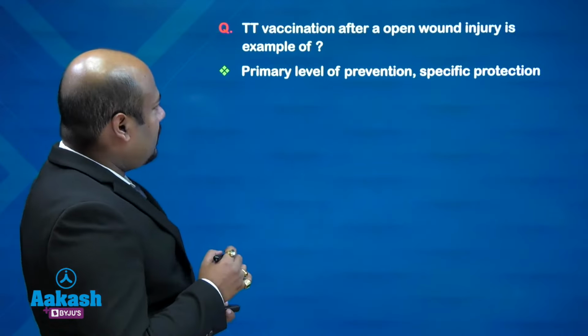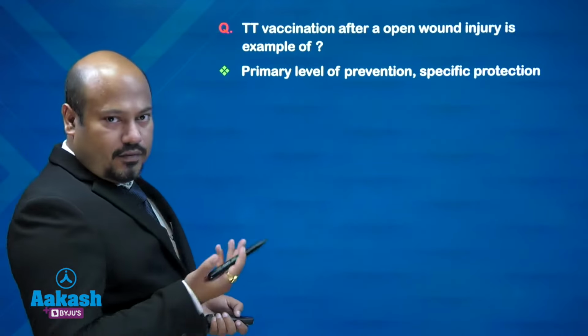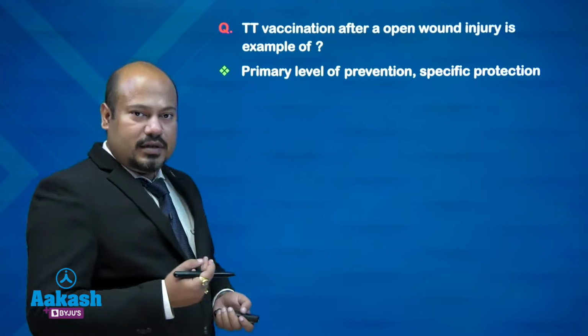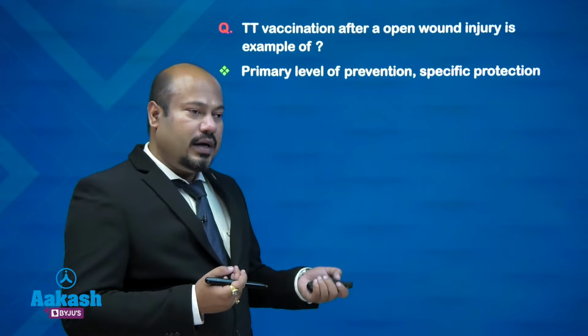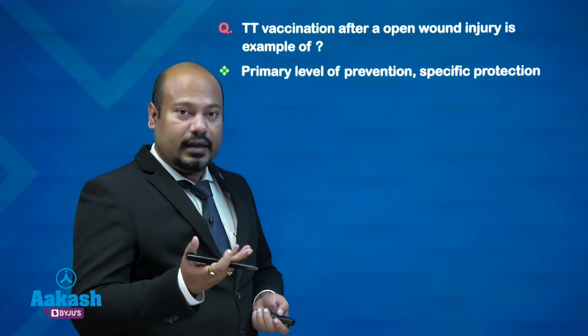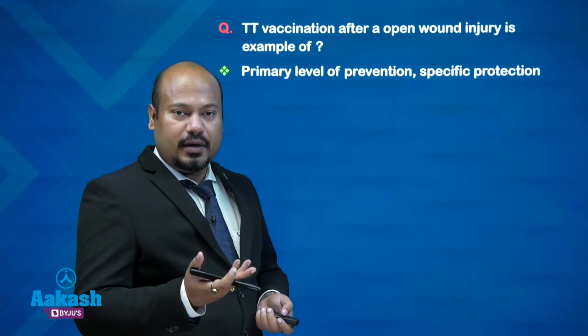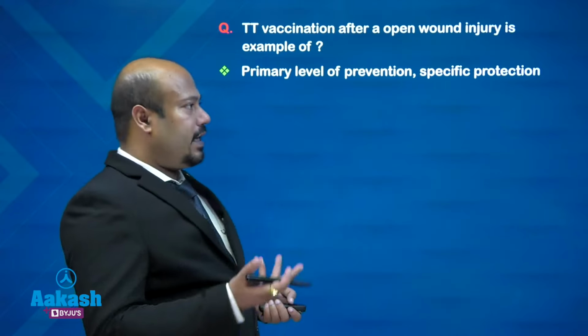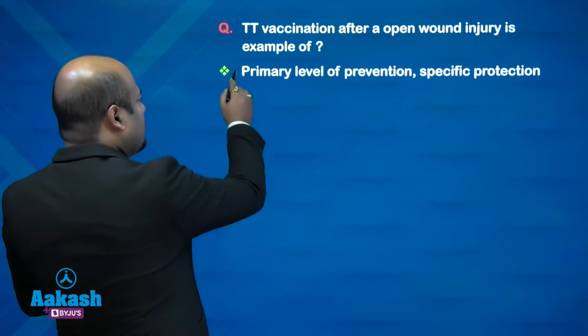Tetanus toxoid vaccination after an open wound injury is an example of, this will be what? Open wound injury means your injured area is contaminated with soil and dust, and the soil and dust may contain the spores of the Clostridium tetani bacteria. So risk factor is present. So again, this will be what? Primary level of prevention, specific protection.